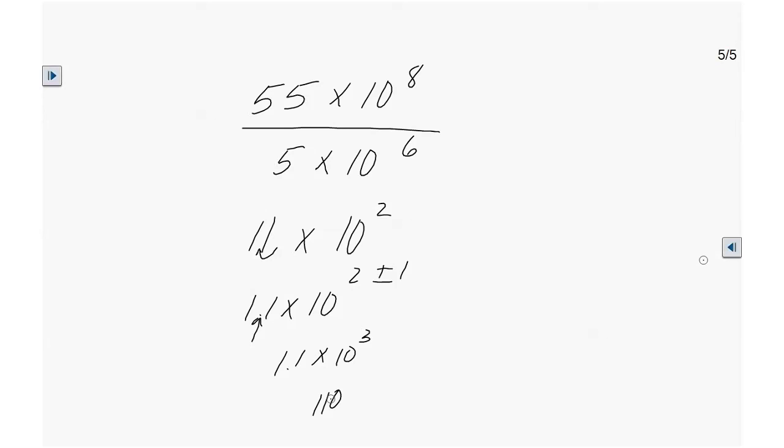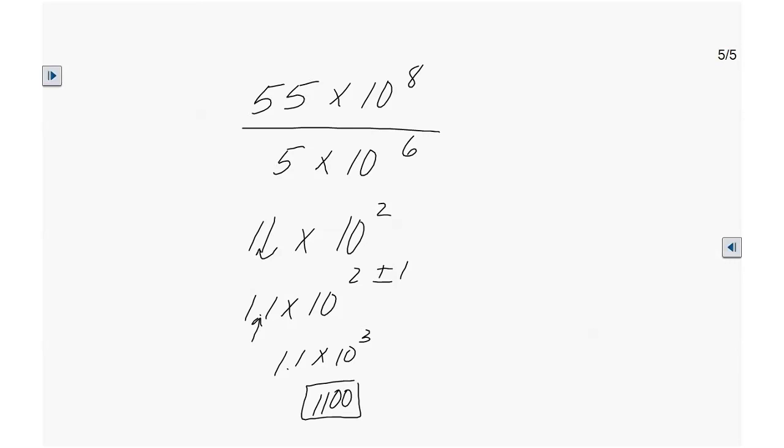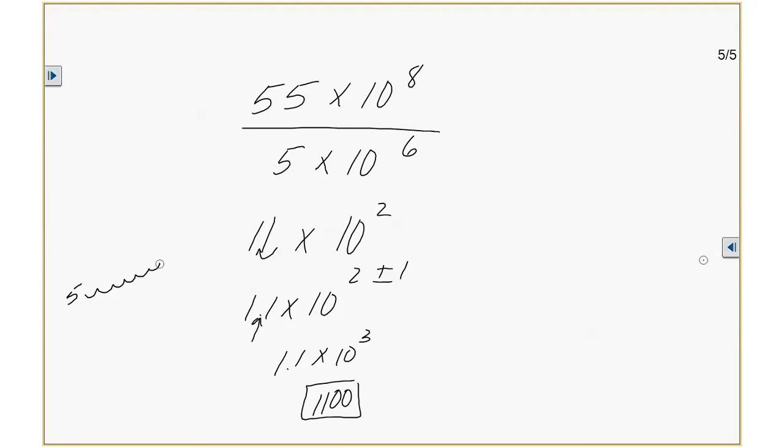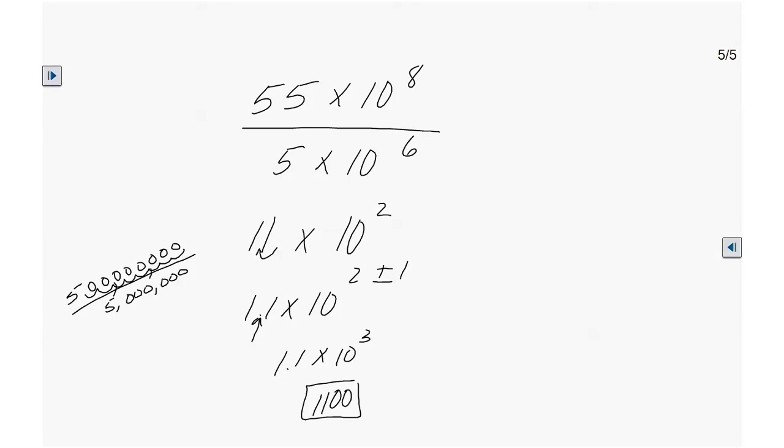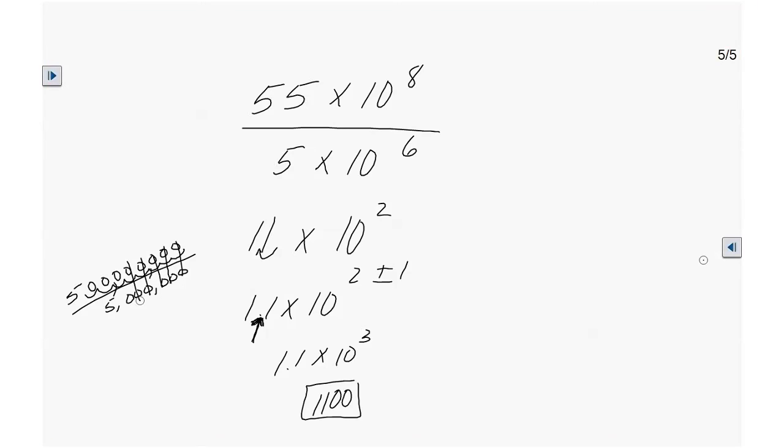Let's see. 1, 2, 3, 1100. So in my head, I just multiplied 5, let's see, 1, 2, 3, 4, 5, 6, 7, 8. I just divided 500 million, I think. Yeah. I just divided 500 million by 5 million. Yeah. Right here. Which way did I move this in my head to get it back the way it was? To the right. So if you take this out, take this out, you're left with 500.